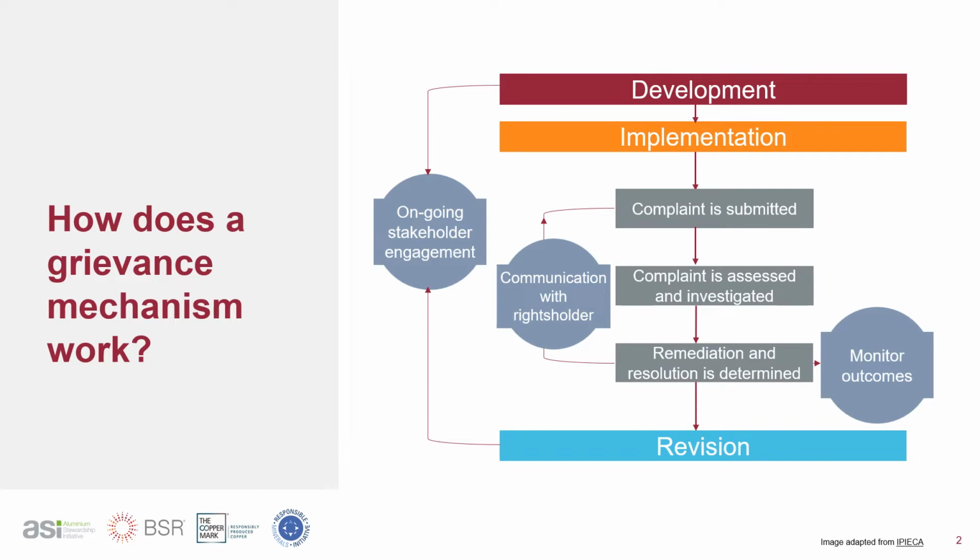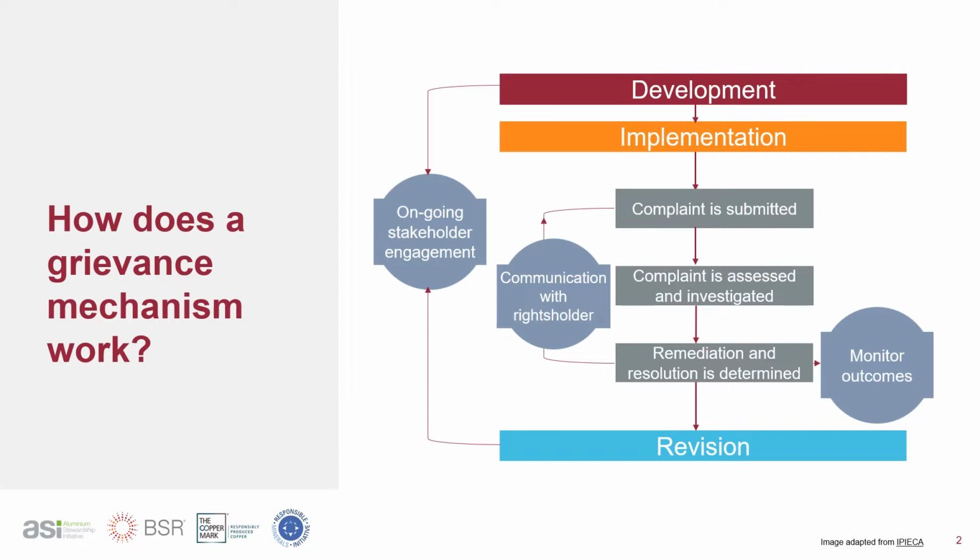The process begins when the mechanism is designed and developed. Implementation includes receiving a complaint, assessing and investigating the complaint, and working toward remediation and resolution of the complaint. And finally, an important part of the process is ongoing revision of the mechanism to reduce potential bias, gaps, and weaknesses, or to adapt to changing business environments.